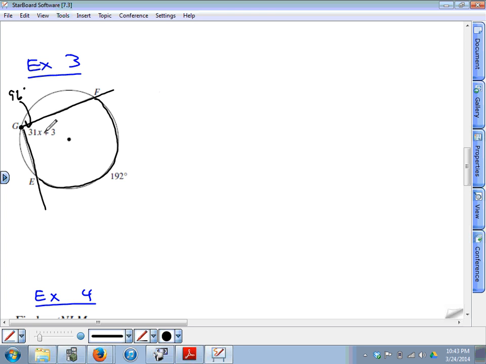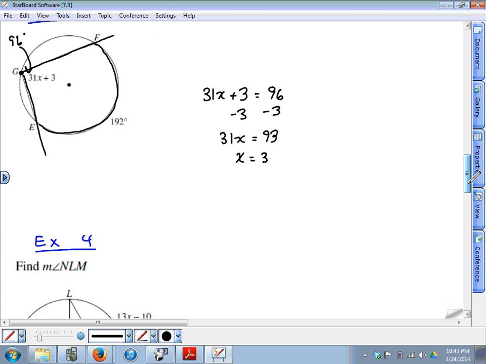The angle is 31x plus 3. But we also know the angle is equal to 96 degrees. So 31x plus 3 is equal to 96. All I got to do now is solve for x. Subtract 3. You get 31x is equal to 93. Divide by 31. And you get x is equal to 3.